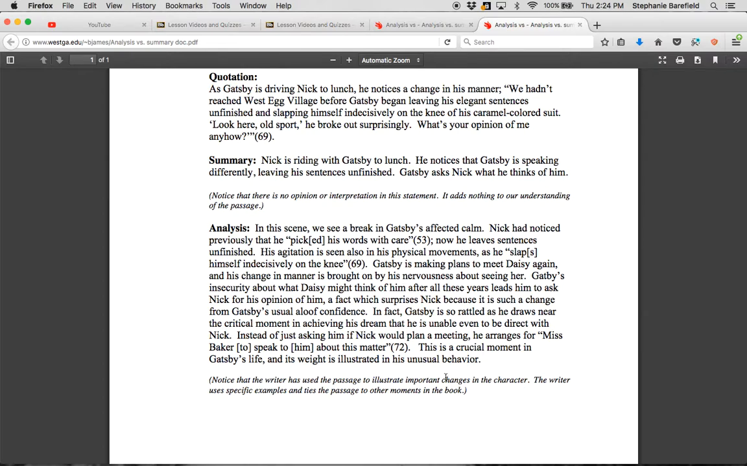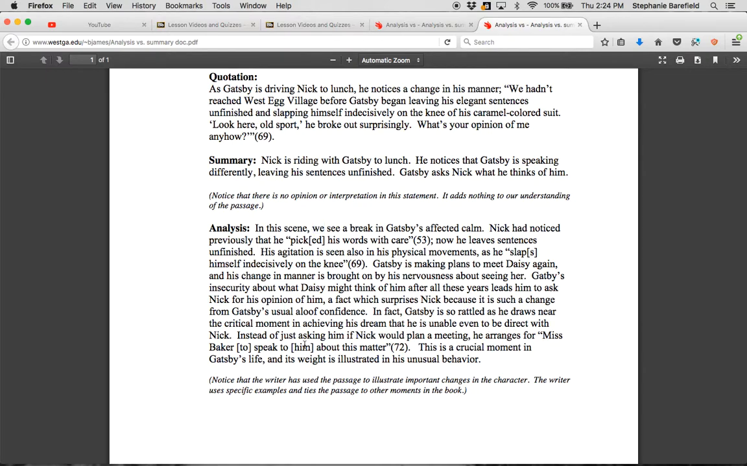I want to point out a couple of things in the way that this is written. One thing, sometimes you can use the word we. I've used it before, but I typically like to say one can see a break in Gatsby's affected calm. That is the third person way of writing that. One can see, or the reader can see. And then there's another thing that I wanted to point out.